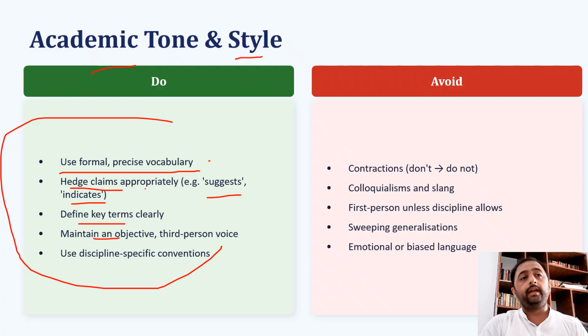You have to maintain an objective, third person voice, which is always recommended. You cannot use the person I or we, and the person you as well. So you have to use discipline-specific conventions.